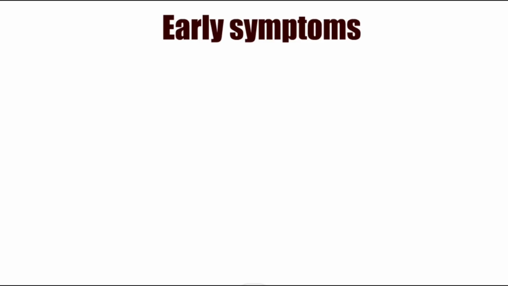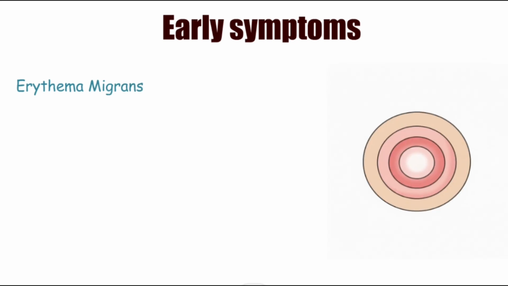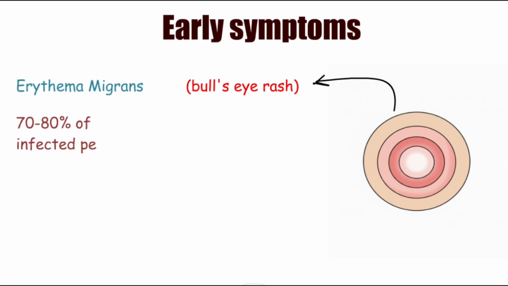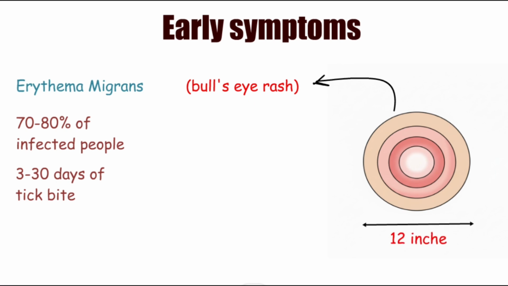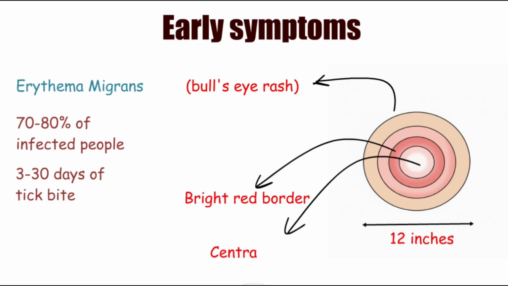Now let's discuss the early symptoms of Lyme disease. The most characteristic feature of early infection is erythema migrans, EM, a skin lesion, also known as the bullseye rash. This rash appears in about 70 to 80% of infected people, usually 3 to 30 days after the tick bite. It starts as a red macule or papule and gradually expands to form a large circular lesion, up to 12 inches wide, with a bright red border and central clearing.